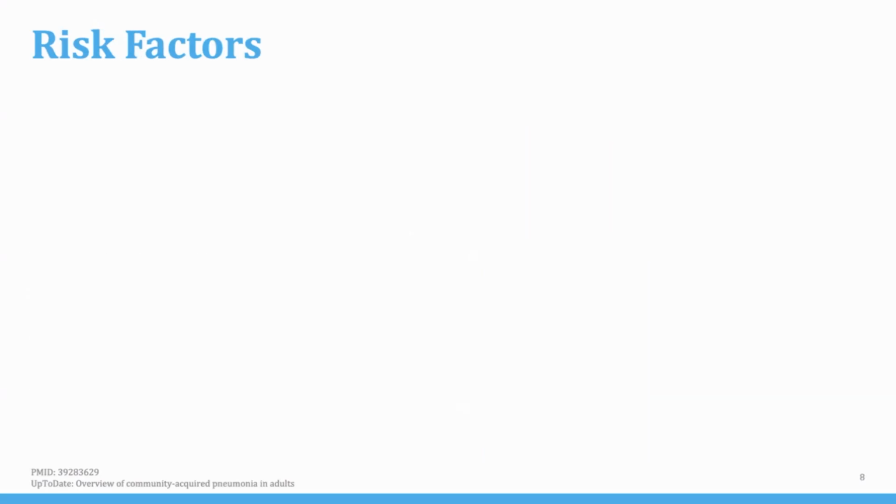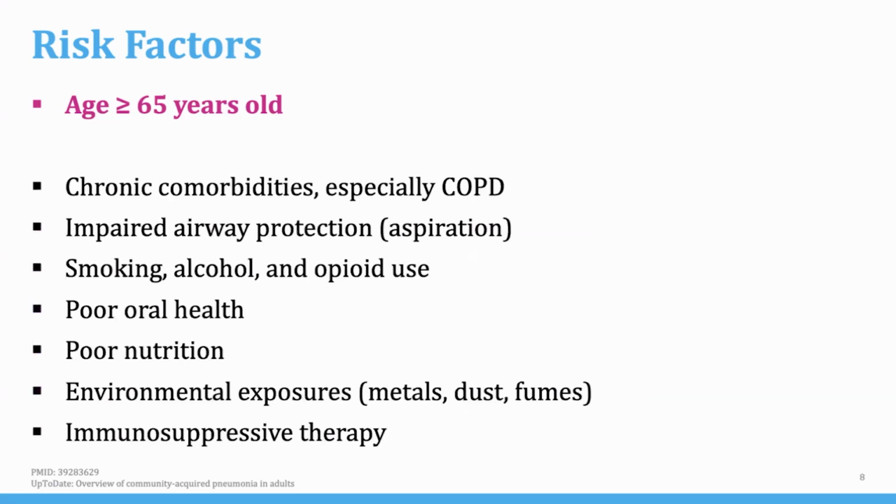In thinking about the risk factors for pneumonia, the most prominent one is particularly relevant to this audience, and that's age of at least 65 years. Other risk factors include chronic comorbidities, especially chronic obstructive pulmonary disease, or COPD, impaired airway protection, which increases the risk of aspiration, smoking, alcohol, and opioid use, poor oral health and nutrition, environmental exposures, particularly to metals, dusts, or fumes, and immunosuppressive therapies. I hope you can note that age is an independent risk factor, but also appreciate that all of these other risk factors are probably also disproportionately present among our elderly population.